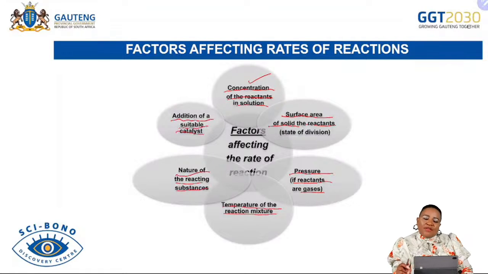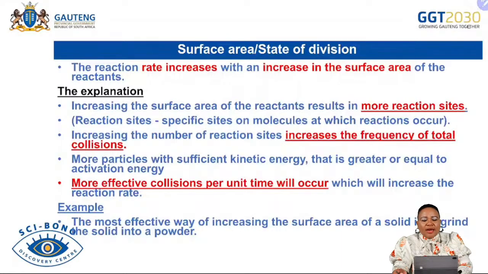So all what I just mentioned are the factors that affect the rate of reaction. Now let's explain how each factor affects the rate of reaction. We will start with surface area. Remember, we said surface area is only a factor that will affect what? Solids as our reactant.